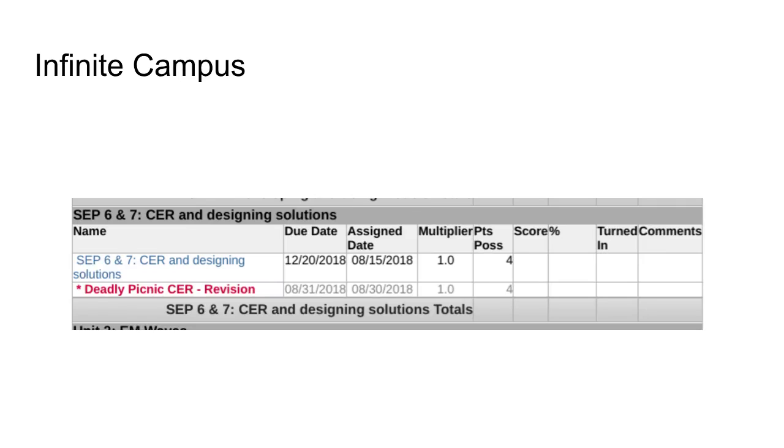Let's take a look at what this looks like in Infinite Campus. Here we see the category. In this case, it's for claim, evidence, and reasoning, and designing solutions. This is where the grade for that category will go. Next to that, Infinite Campus will display a percentage grade. However, we strongly recommend people ignore the percentage. Because of the way we set things up, the percentage is very different from how it looks in other classes, and it can lead to some confusion. It's best to look at the letter grade and the number of points.